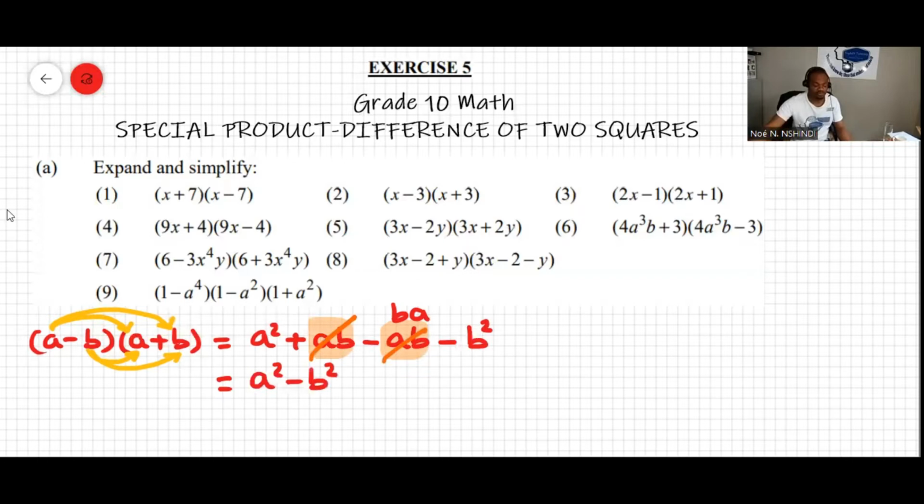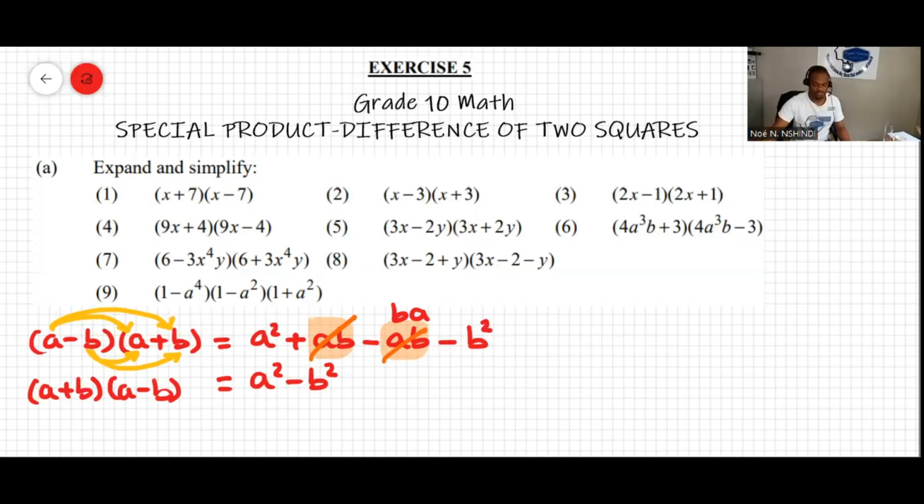Notice that this product, A minus B times A plus B, which is the same as A plus B times A minus B, leads to a difference of two squares, A squared minus B squared. It's a difference because the sign is negative, and each term is a square because it is raised to the power of 2. Now if you look at these questions, we have differences of squares, and we will undo them now.